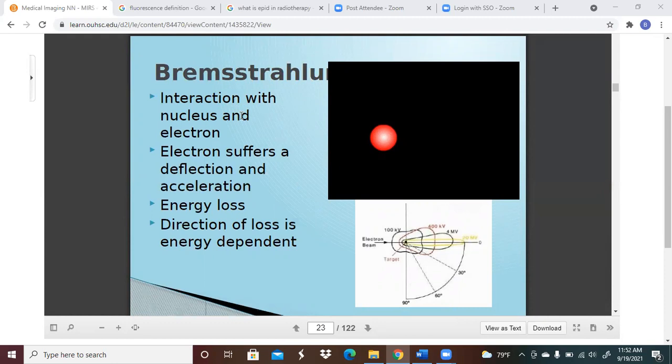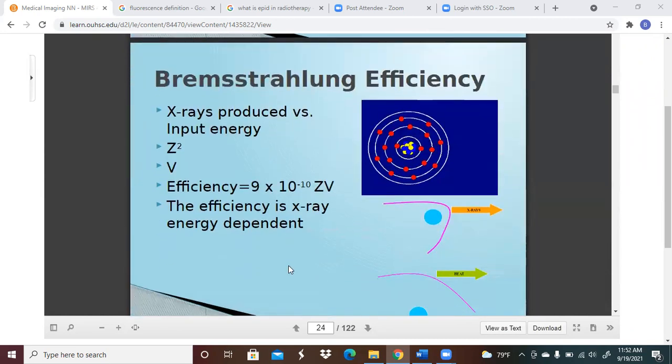The Bremsstrahlung is the interaction, well, there should be more to this diagram here, but there isn't. Electron suffers deflection and acceleration when it gets close to a nucleus. Means there's energy loss, and the direction of the loss is energy dependent. What this diagram here is showing is that the stronger the electron beam, the more forward that energy production is going to be. So the efficiency is X-rays produced versus the input energy. It is related to not only the voltage, but also the square of the atomic number of the target. The efficiency is the product of these. The efficiency is X-ray energy dependent.